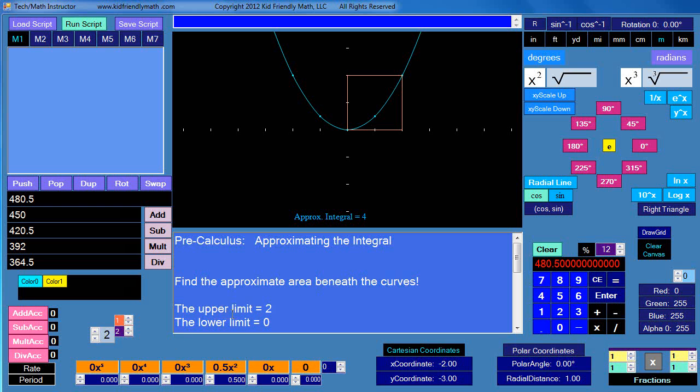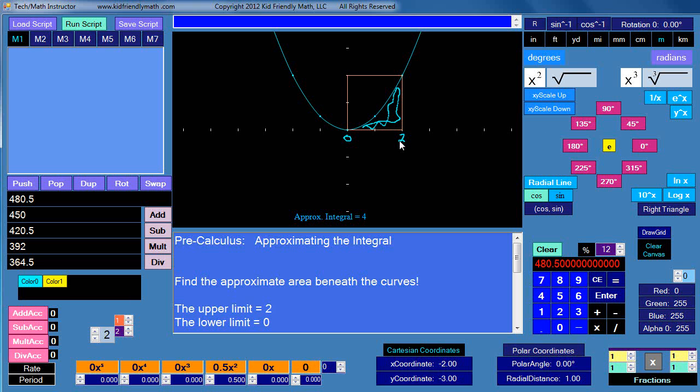The first one has an upper limit equal to 2 and a lower limit equal to 0. So this would be our upper limit here, 2, and this will be our lower limit, 0. We're really trying to find the area beneath this curve, between 0 and 2, up to the curve and down along the curve. All this area in here is the area we're going to try and approximate with a bunch of rectangles, like we did in the previous lesson.